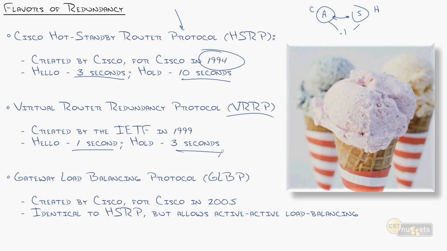1 second as the default hello timer and 3 seconds for the default hold timer or dead timer. So it's faster. Now you might say, well, that's a clear advantage. Not really, because you could just go into HSRP and say, well, say hello once every second, or half second, or tenth of a second. You can adjust the hello timers to whatever you want for these protocols.